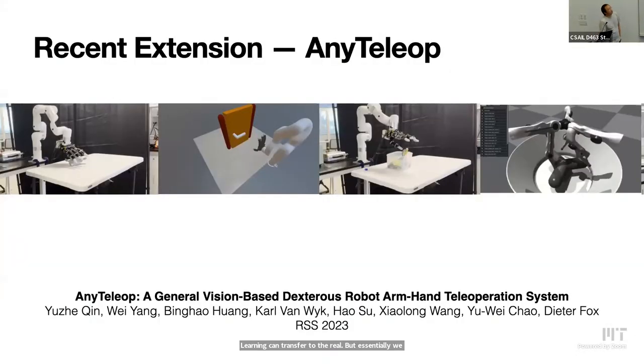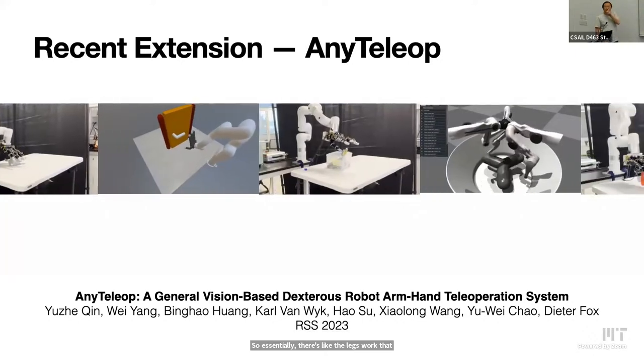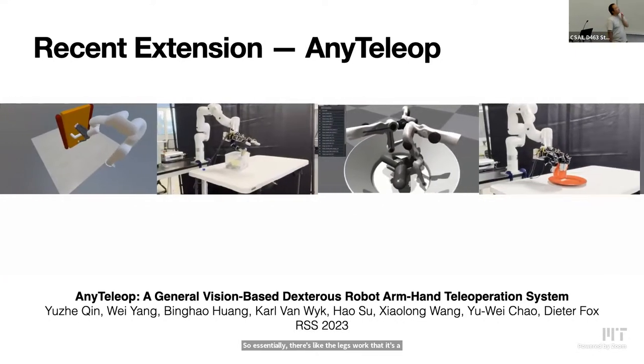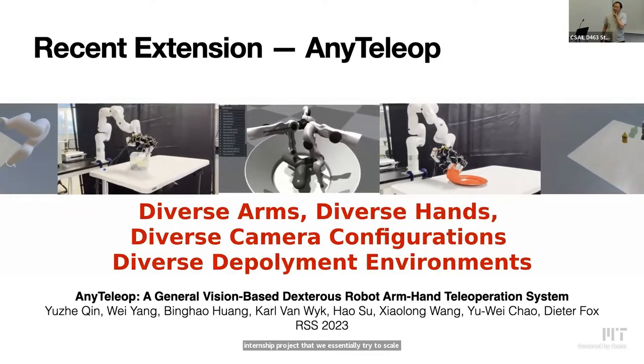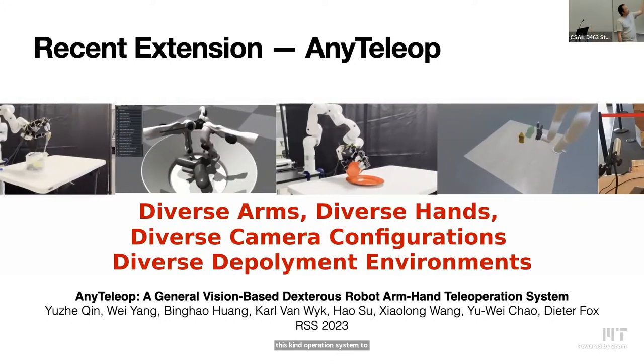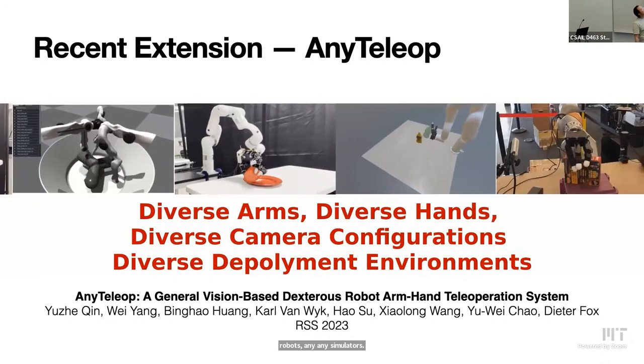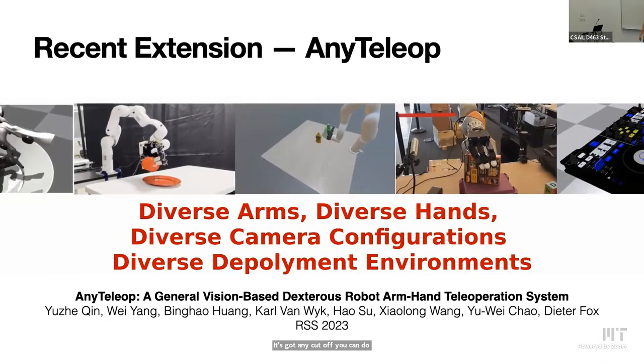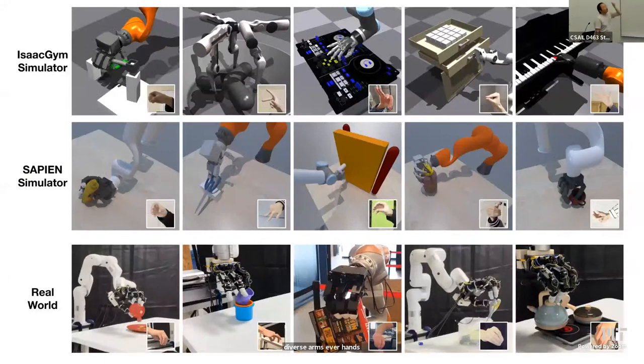So essentially there's the Lex work, an internship project where we try to scale this teleoperation system to any platform, any robot, any simulator. It's called AnyTeleop. You can do diverse arms, diverse hands, diverse cameras, diverse deployment environments. We try to demonstrate that it can be applied to a real robot. It can be applied to SAPIEN, because it's from UCSD. You can apply it to Isaac Gym because it's an NVIDIA internship project. So we are supporting a lot of things, like MuJoCo and PyBullet as well.